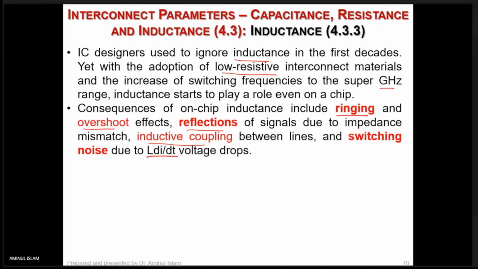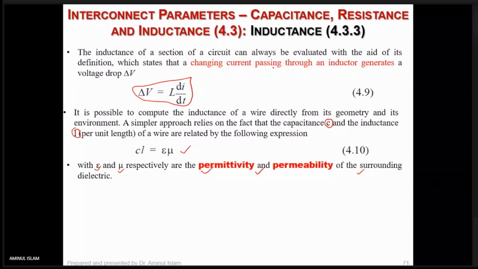The inductance of a section of a circuit can always be evaluated with the aid of its definition, which states that a change in current passing through an inductor generates a voltage delta V. Delta V equals L di by dt. This is a very simple definition. You might have studied it 100 times. So you should understand, I hope. It is possible to compute the inductance directly from its geometry.